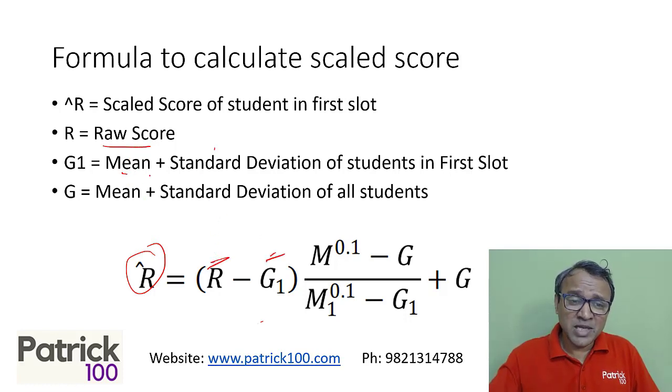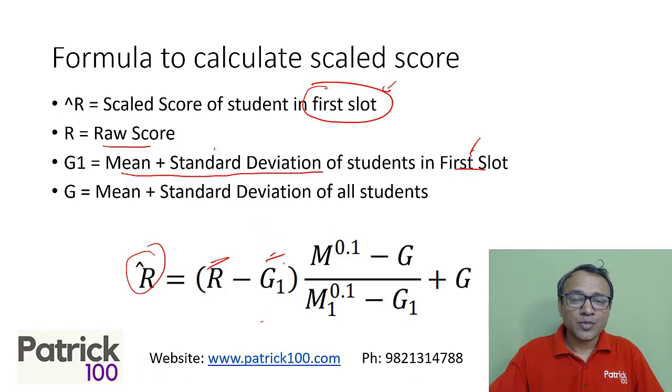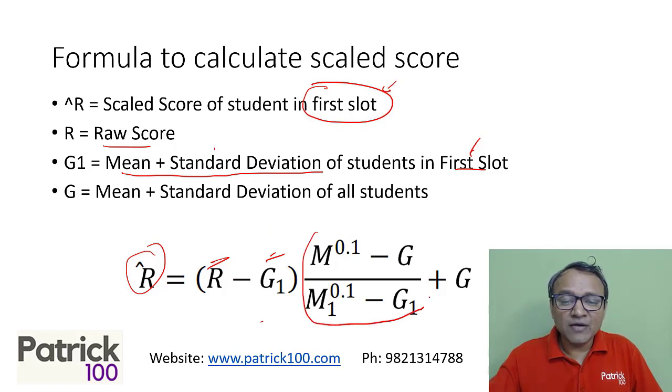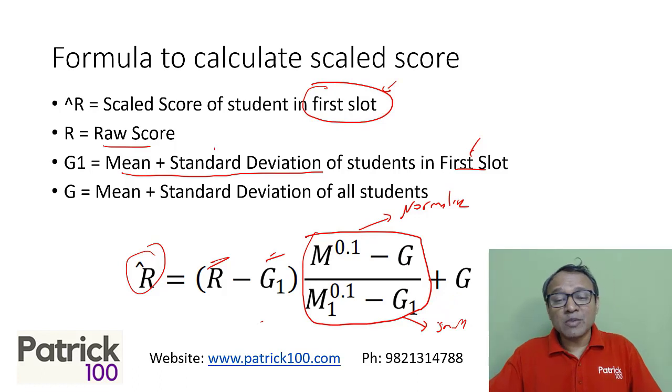G1 is the sum of mean and standard deviation of students in the first slot. So we are calculating for a student in the first slot. If instead of first slot it's second slot, then it will be G2, that means mean plus standard deviation of students in the second slot. This specific factor is there to normalize the difficulty level of the paper. So basically, if your paper is difficult, then this denominator will become small. And if your paper is easy, the denominator will become big. So accordingly, your marks will change.